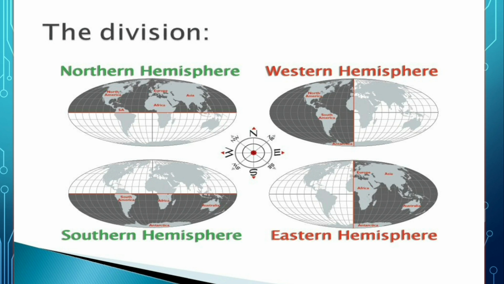Now on the basis of longitudes, the sphere is divided into two, western hemisphere and eastern hemisphere. On the left hand side we get a sphere when we divide the globe vertically, that is known as western hemisphere, and on the right side we will have a sphere that is known as the eastern hemisphere.